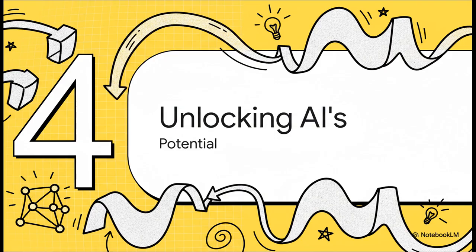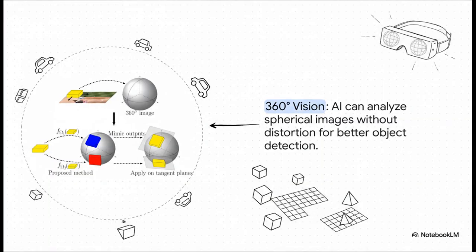But the real question is, what does this new curved thinking actually let AI do? Well, let me tell you. The results are absolutely spectacular. Remember that warped, distorted 360-degree photo from the beginning? Well, by treating that image like the sphere it actually is, the AI can analyze it without any of that warping. None. This means way more accurate object detection for things like self-driving cars or VR, because the AI is finally seeing the world in its true native shape.